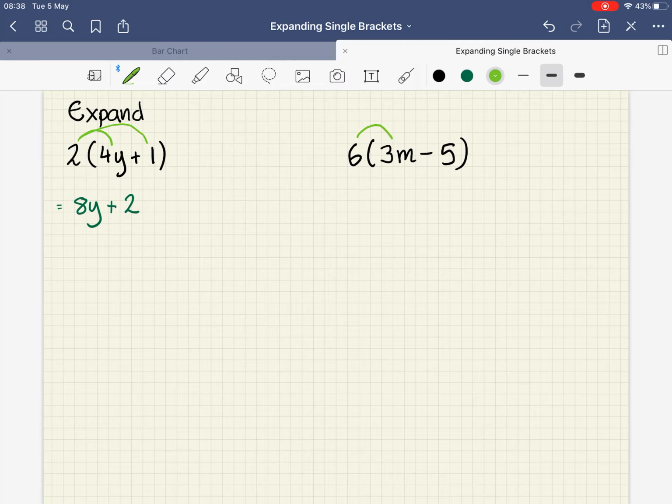Okay, so 6 times 3m. Well, 6 times 3 is going to give us 18. So 6 times 3m will be 18m. And then 6 times minus 5, well, because again, I've got a positive here with a negative, that's going to make a negative number. And then 6 times 5 is 30.